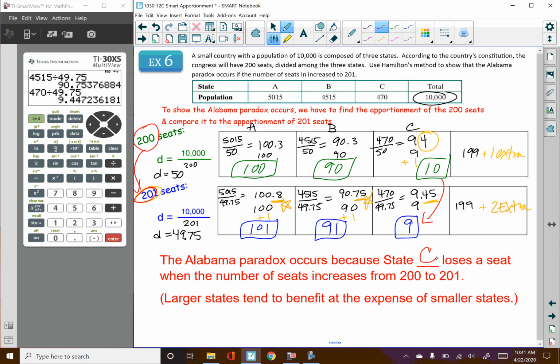When you're doing the homework, I think there are a couple of these that you have to do. You won't always have the Alabama paradox occurring. If C had stayed at 10 and maybe A had bumped up but B hadn't, it's possible that the Alabama paradox will not occur on some of your homework problems. It just depends. When you finish the apportionments, you just have to compare and see. All right, so that is it.